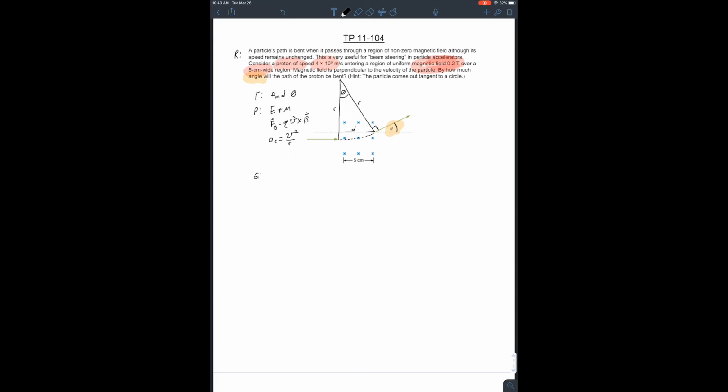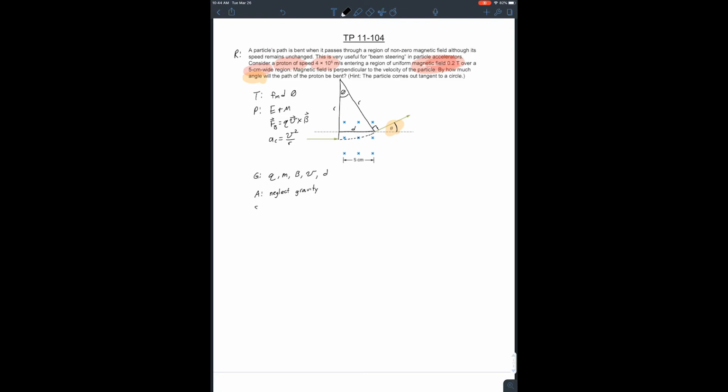Okay, for the givens for this problem, we're given that it's a proton, so we know its charge, we know its mass, we know the strength of the magnetic field, we know the velocity or the speed of our proton, and finally we know the distance, the width of our magnetic field. And for assumptions, we're going to assume that we can neglect gravity. Since we're talking about a single proton, the mass is so small, we don't need to worry about the effects of gravity in comparison to the effects of the magnetic field on our particle.